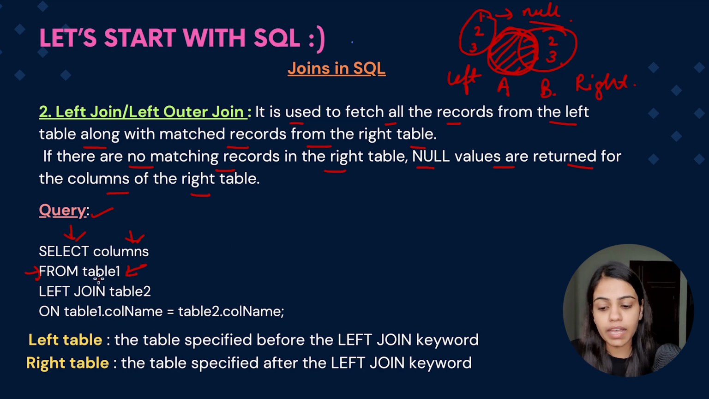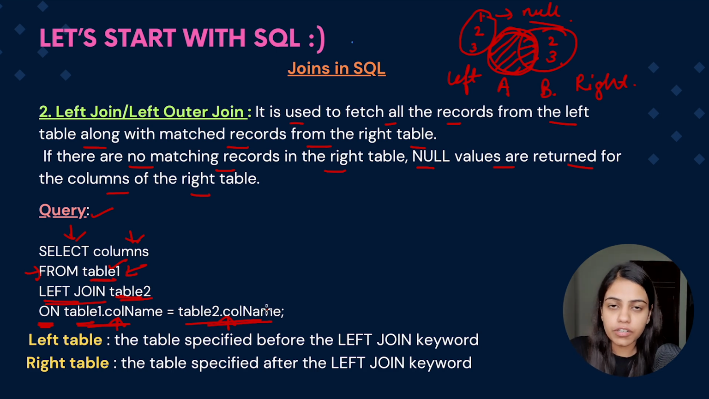So we will give from, and then the table 1, and then left join, and then the table 2. Basically we are performing a left join on table 1, which is taking all the details of table 1 and then the matched details between table 1 and table 2. Then we provide the condition on which: table 1 dot column name is equal to table 2 dot column name. So we perform the left outer join on table 1 and table 2 on the basis of the common column present in both.